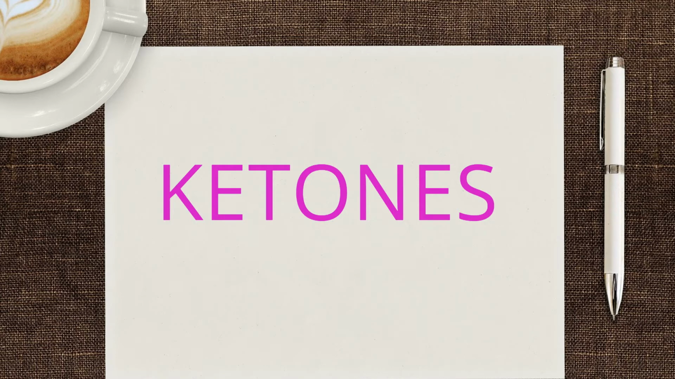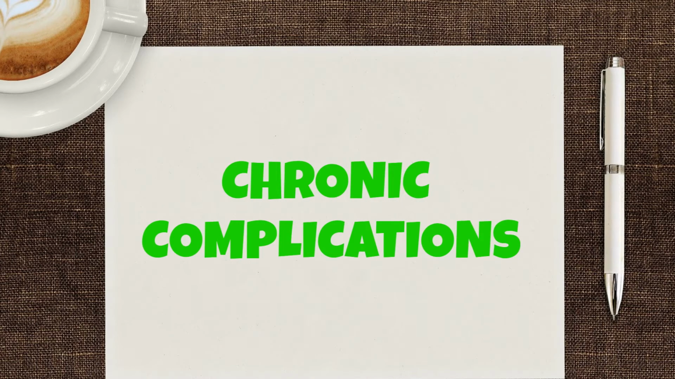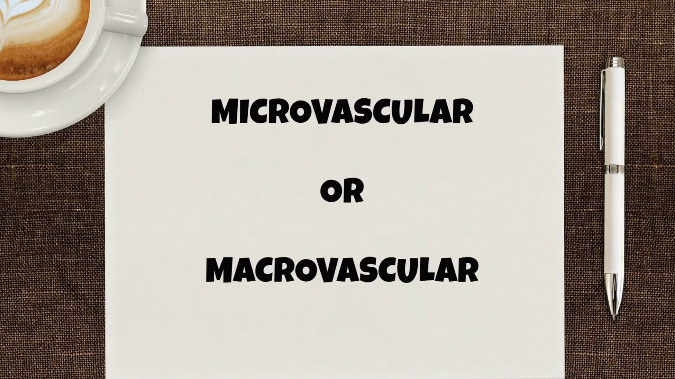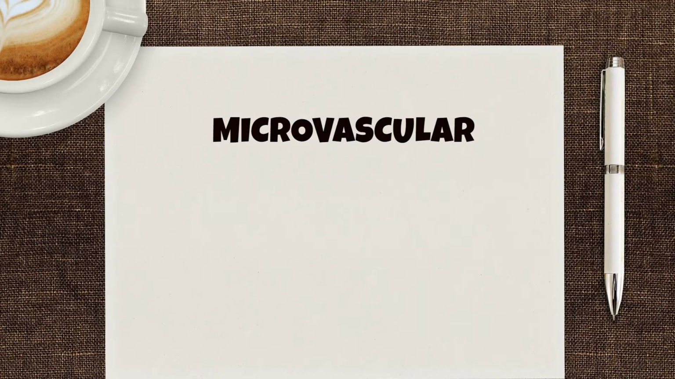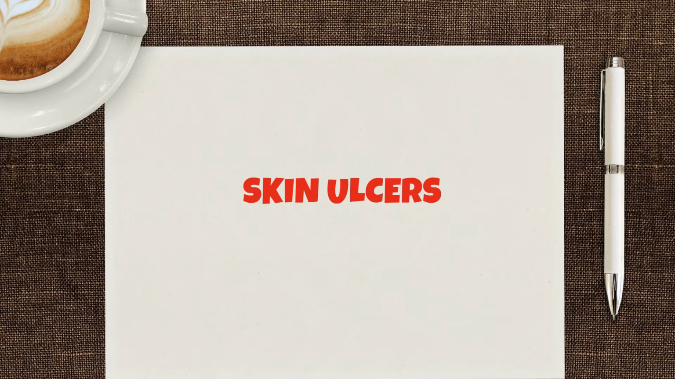Let's look at some of the chronic complications of diabetes that can occur as a result of persistent hyperglycemia. They can be divided into microvascular or macrovascular. These complications are caused by the duration and severity of hyperglycemia. Microvascular complications affect smaller blood vessels in the body, such as the eyes, leading to diabetic retinopathy, kidneys, diabetic nephropathy, and nerves, diabetic neuropathy. Microvascular disease may also impair skin healing, causing minor skin breaks to turn into major infections and deep ulcers, particularly in the lower extremities.